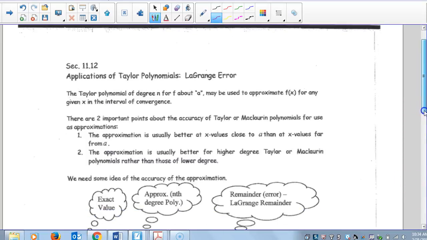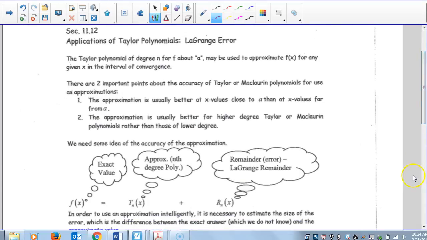It's called the Lagrange error. And we'll talk about how you find error for a Taylor series, because it's not the same as for alternating, unless it just happens to be alternating like the one we did.